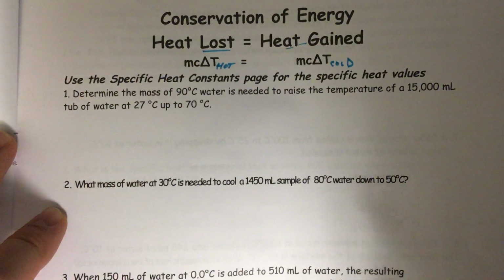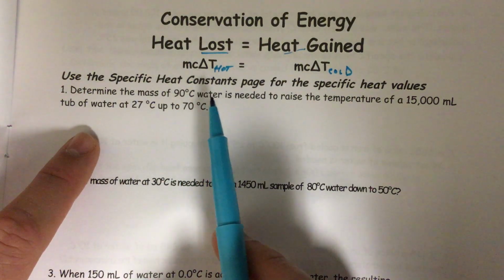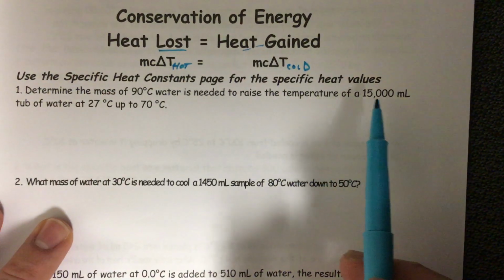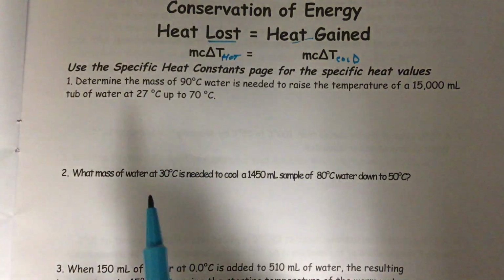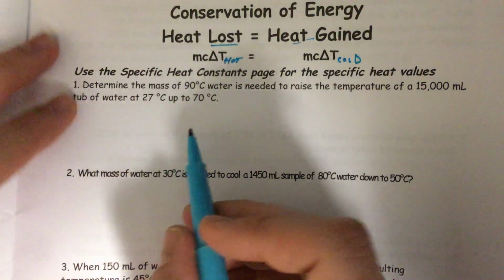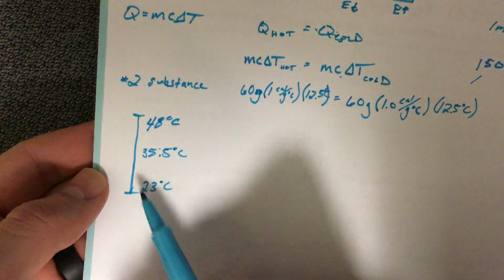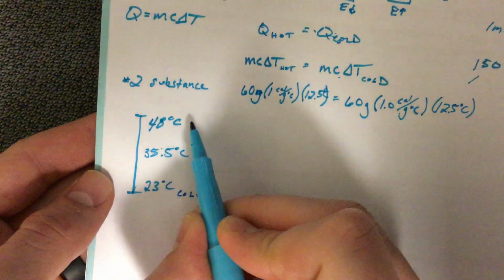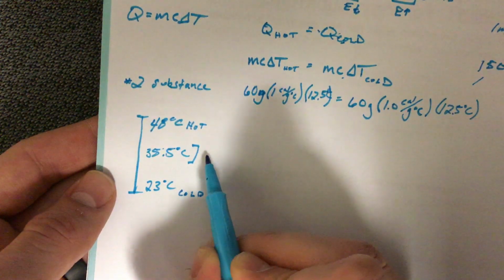So on page 10, we're looking at number 1, and the question says: determine the mass of 90-degree water that's needed to raise the temperature of a 15,000 milliliter tub of water at 27 degrees to 70 degrees. So if we set up, going back over to this, we set up our temperatures, because that helps us figure out that this is the starting temperature of our cold substance, this is the starting temperature of our hot substance, and this is what we got as a result. This was our final temperature for both our hot and our cold.